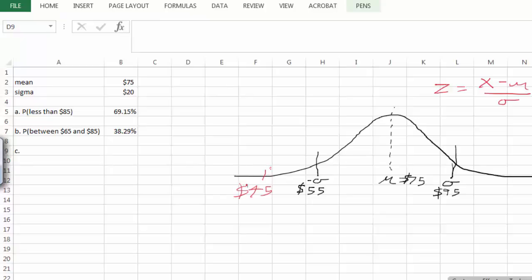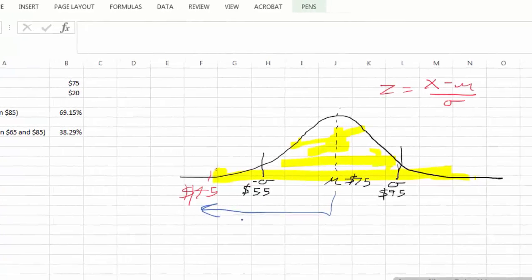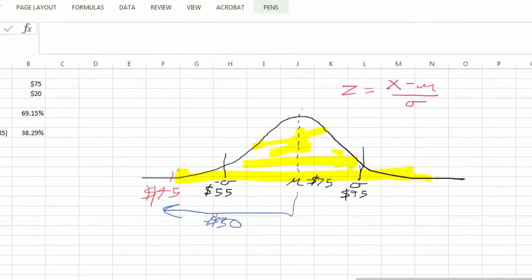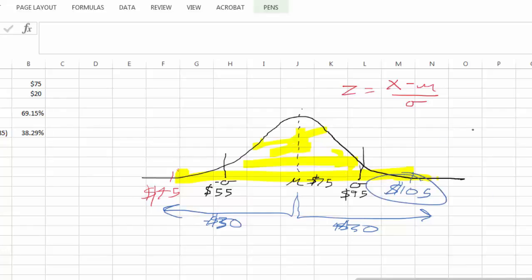The area to the right of 45 would be the equivalent of the area to the left of, well, 75 minus 45, so 45 is $30 to the left of the mean. So the area to the right of that would be equivalent to whatever's $30 to the right of the mean. So if I add 30 to 75, I'm looking at 105. So I'm thinking about whatever's to the left of 105. The probability is functionally equivalent to whatever's to the right of 45. So if you find your z-score based on 105, you'll be all set.